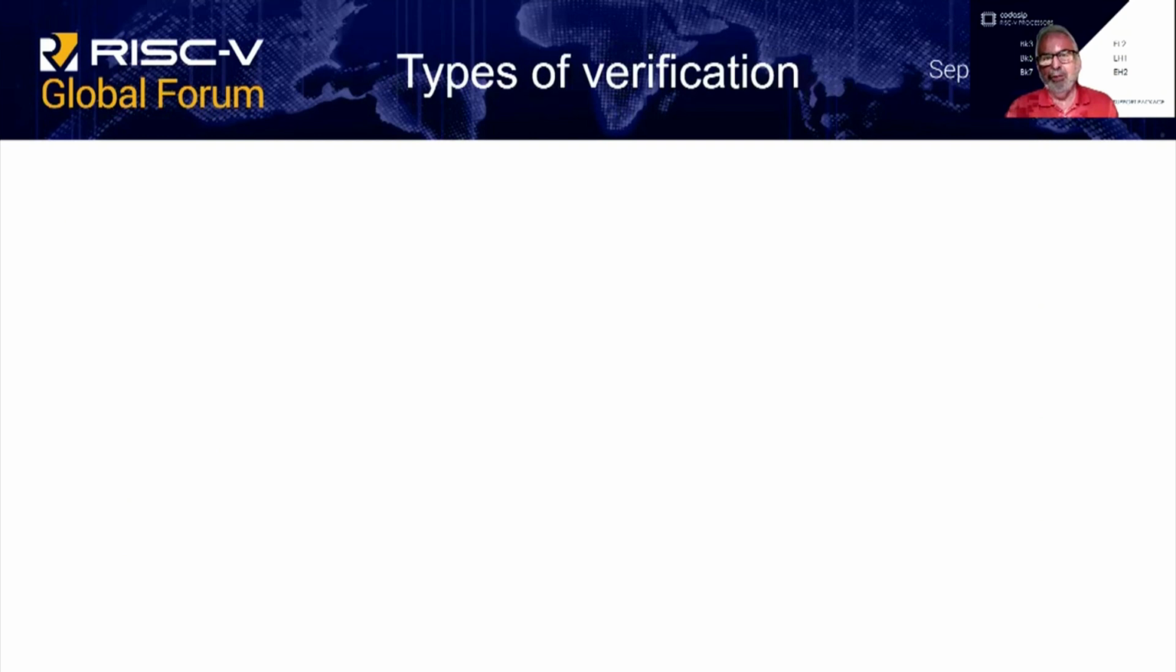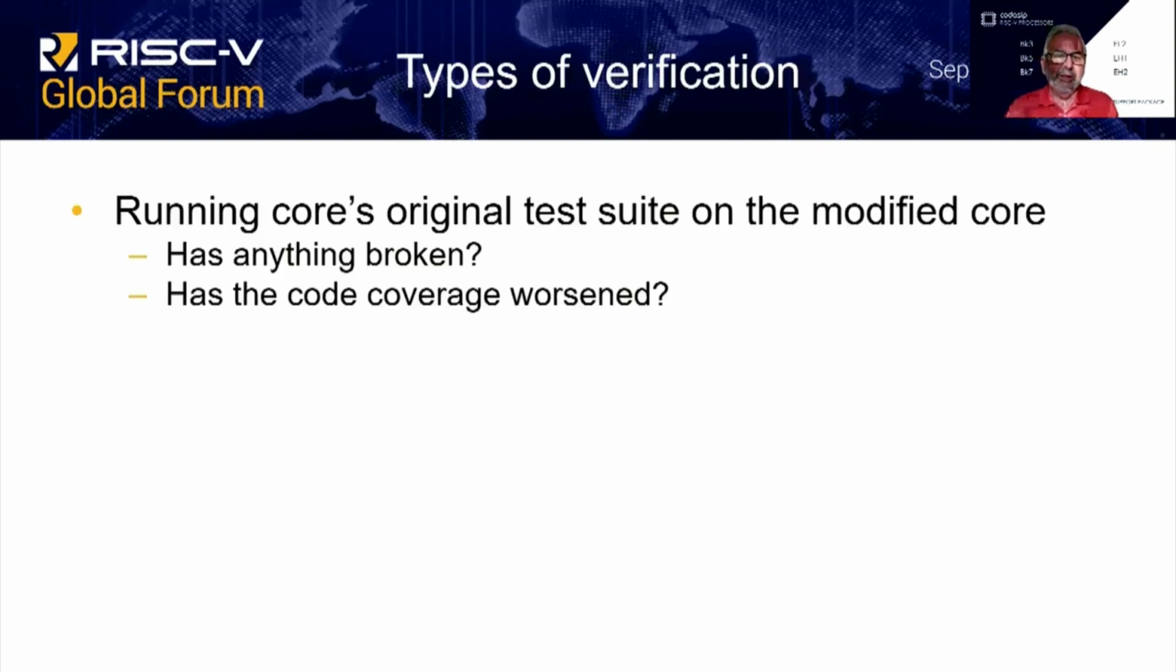So there are a number of verification scenarios we can think of. If you've just reduced the logic a bit, you may want to just try running your original test suite on the modified core. Have the RTL changes broken anything? Has the code coverage worsened? However, running the original test suite will not be sufficient if you have added custom instructions, if you've changed the I/O, or if you've added other architectural features.